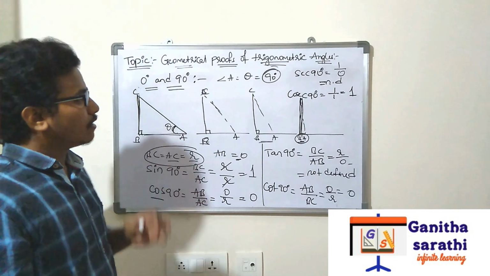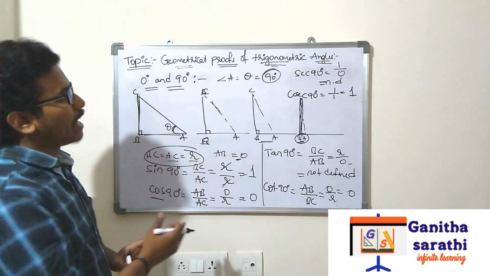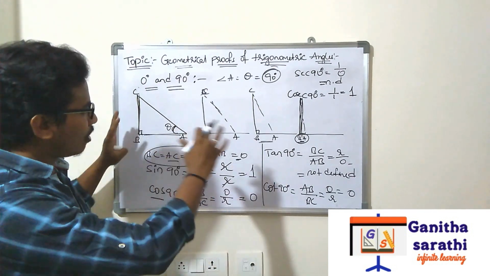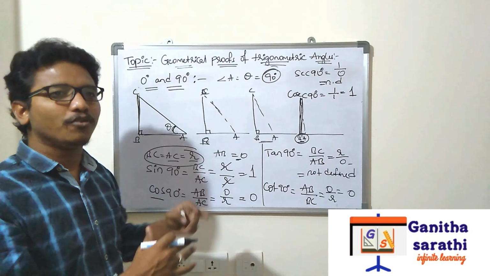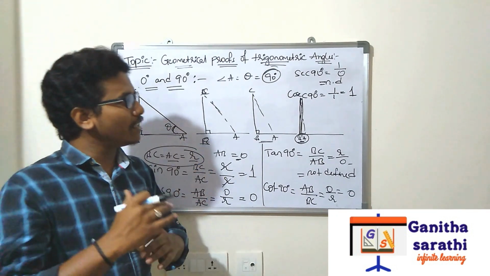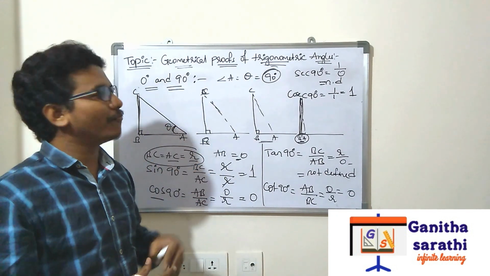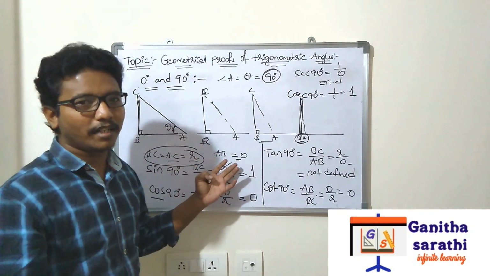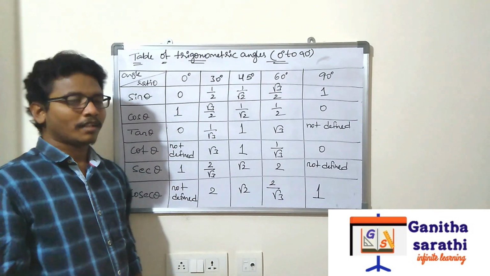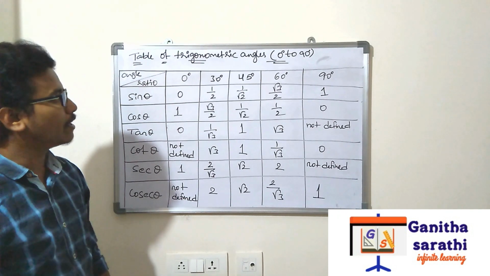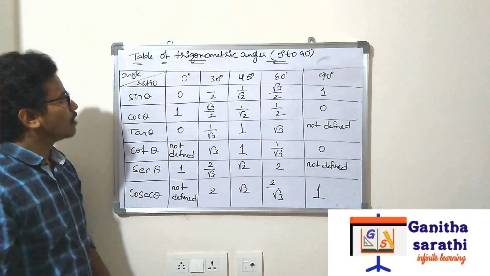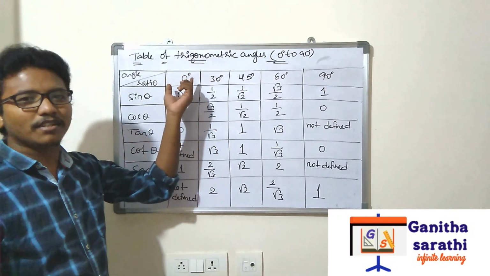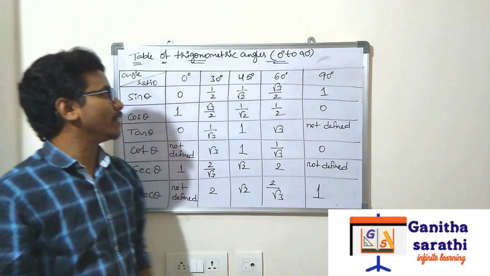Now, based on these angles, I will represent all these angles in one table, and you can see how you can easily remember those angles for solving your problems, right? Yeah, this is my trigonometric angles table. So we are starting the angles from 0 degrees to 90 degrees, right?